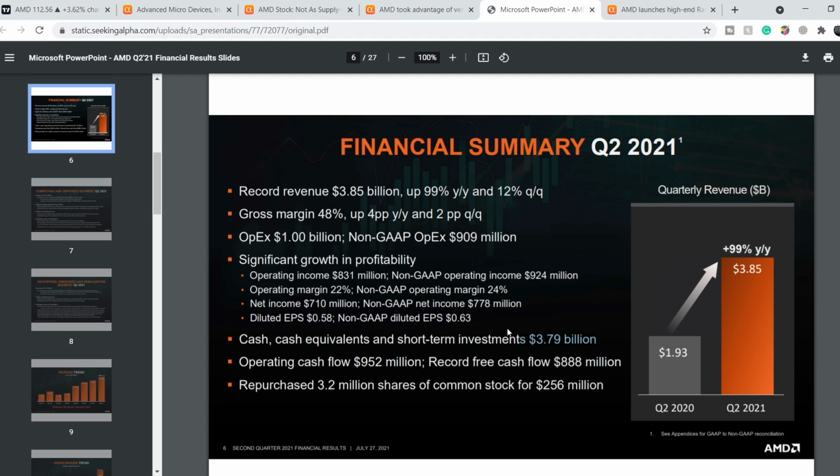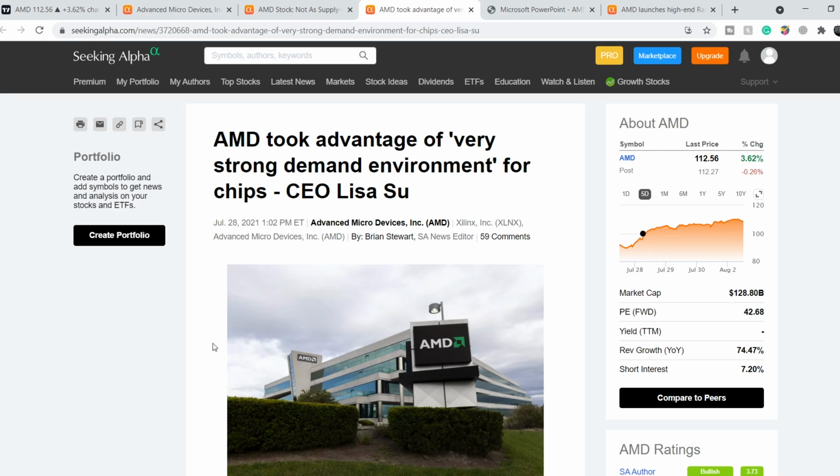And I have to say that the chip shortage during the end of 2020 and the beginning of 2021 helps a lot to improve the financials. And I have to say that this company had very good financials as well, but this chip shortage is still improving these numbers. So, let me show you this article. It was published on Seeking Alpha on July 28th. And it's titled AMD took advantage of very strong demand environment for chips, CEO Lisa Su.